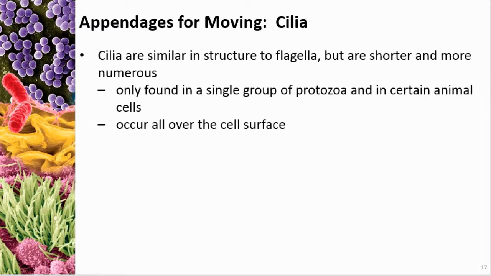So cilia are found in only one group of protozoa, and lots of animal cells have them, but in animal cells, they're never a free-living cell. They're always attached cells, such as your respiratory tract, fallopian tubes, the ependymal cells of the ventricles of your brain, things like that. So they occur over the whole cell surface, except in these animal cells, they're only on the free surface.